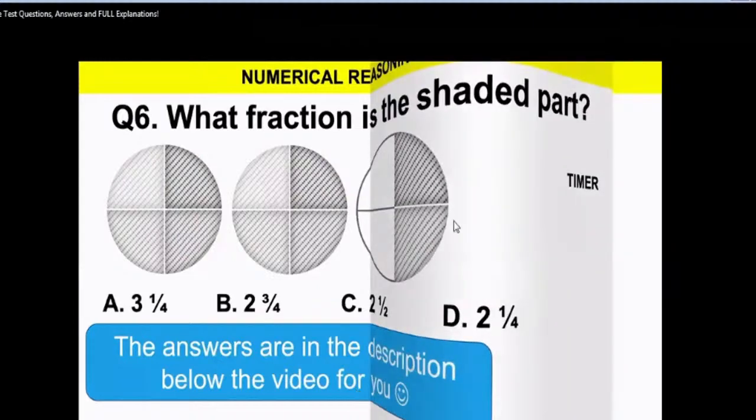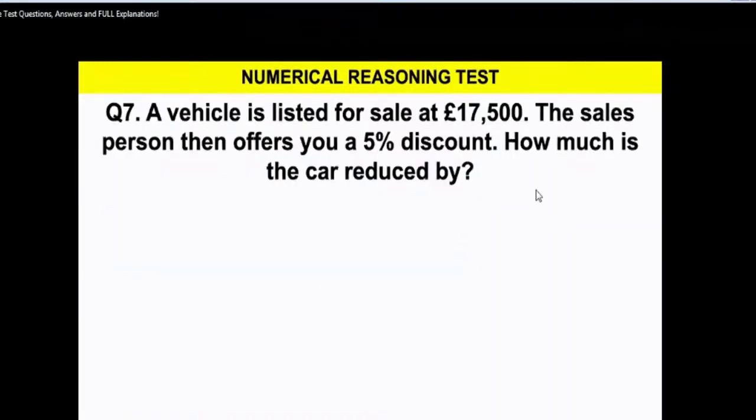The next question, number 7. Let's make it a little bit more difficult. A vehicle is listed for sale at £17,500. The salesperson then offers you a 5% discount. How much is the car reduced by?